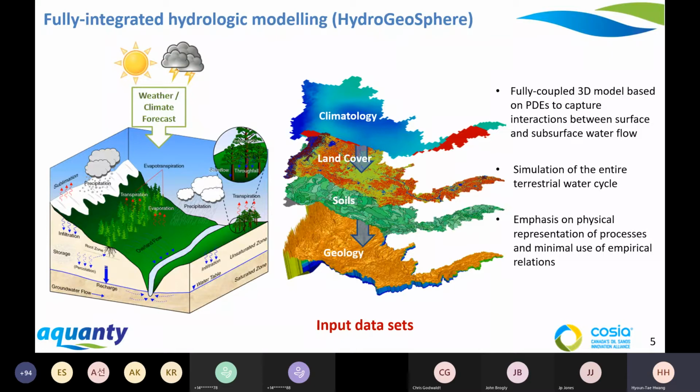So you can use climatology in the middle figure, climatology, land cover, soils, and geology. So using HydroGeoSphere, you can simulate the entire terrestrial water cycle. That is actually a physical representation of processes and also minimizes the use of empirical relations. What that means is you don't need unnecessary assumptions or artificial boundary conditions to simulate the surface and subsurface flow conditions. Next, please.